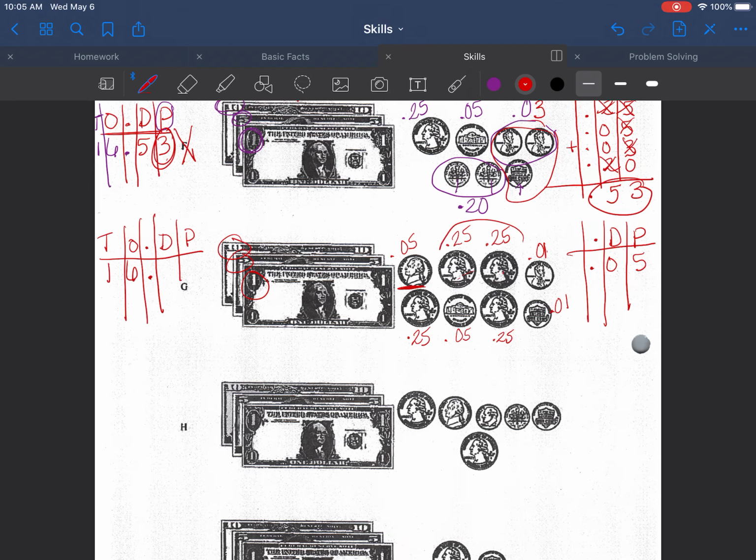Dr. Pepper. So I'm going to start with my nickel, which is 5 cents. And then we have a quarter. I can actually put these two together and say 50 cents. We have 1 cent and 1 cent. I can put them together and I can say 2 cents.